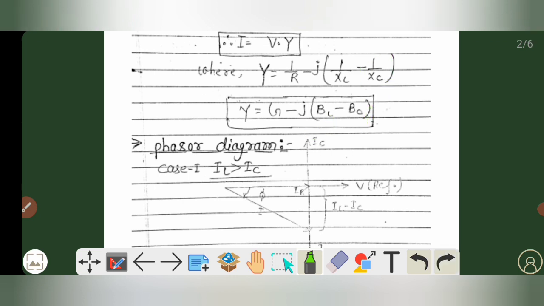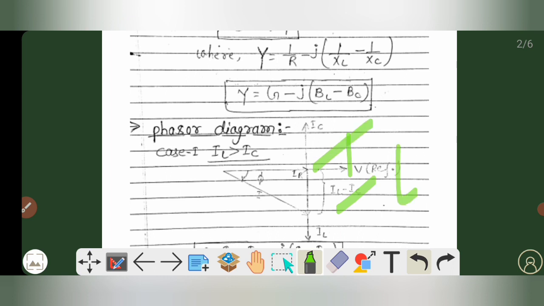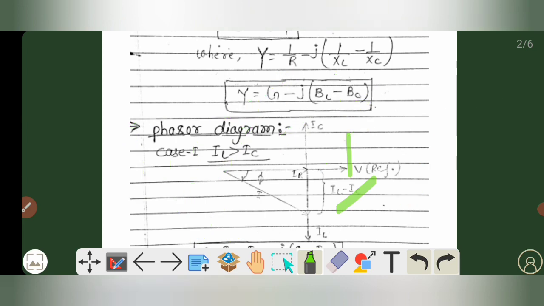Now we will proceed to draw the phasor diagram. For the construction of the phasor diagram, there will be three different cases. The first case is where IL, the inductive current, is greater than IC. The second case is where IC is greater than IL, and the third case is where IL is equal to IC. First we will discuss the case where the inductive current is greater than the capacitive current.